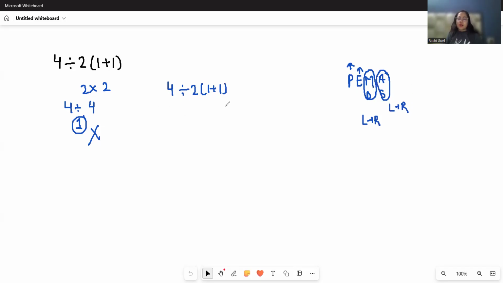So let's solve this expression by using the PEMDAS rule. First, solve the parentheses. Rewrite the left out terms, 4 divided by 2. Now 1 plus 1 is 2, and there's a multiplication sign between.